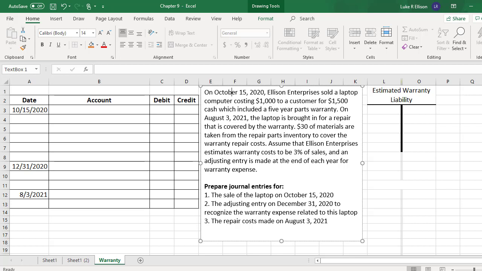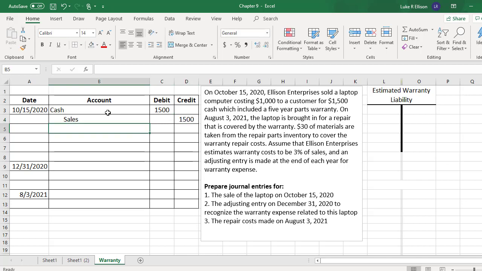Now the first journal entry we have to record is for the sale of the laptop on October 15, 2020. This journal entry does not depend on the warranty, so this is the same journal entry you would record for any sale of merchandise. You might remember, when we sell merchandise, there's two journal entries, one for the sale and one for the depletion of inventory. So let's first focus on the sale. If we look up here, we see that the customer bought the laptop for $1,500 cash. So that's $1,500 of cash that the company is gaining. So we can debit our cash account for $1,500 to increase our cash. This was also a sale for the company, so we can credit the revenue account of sales to increase that, also for $1,500.